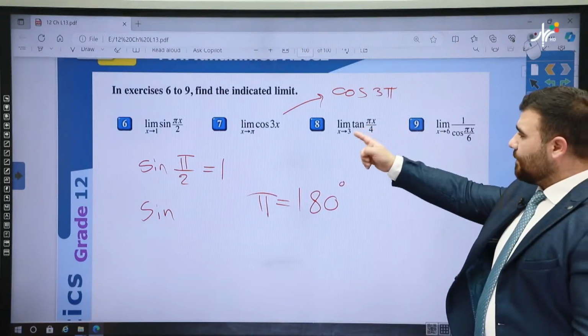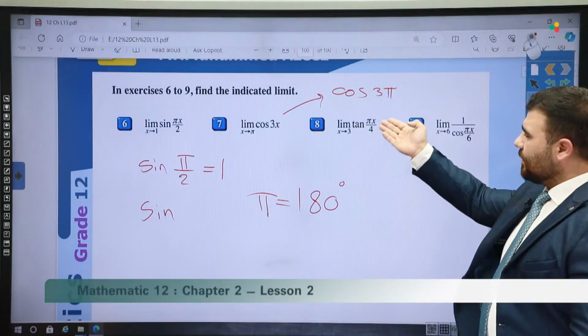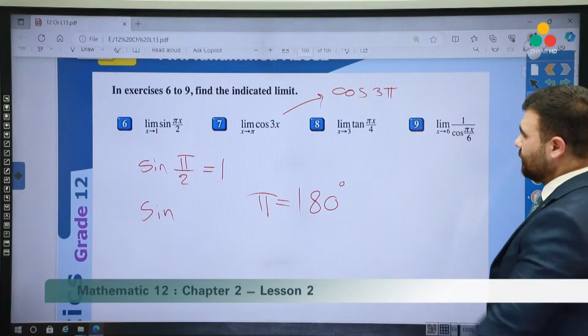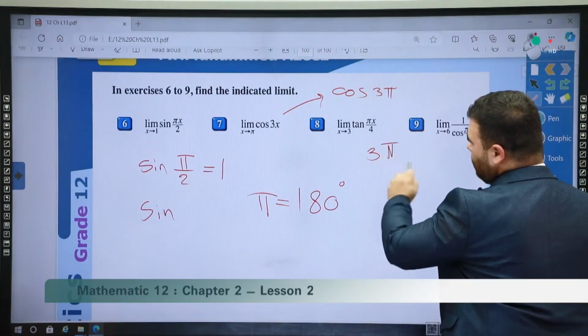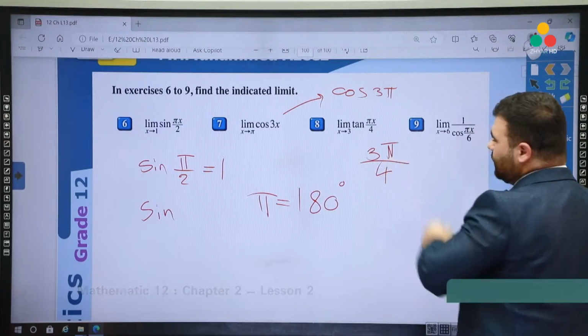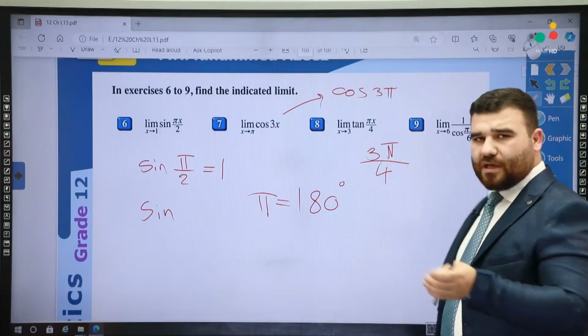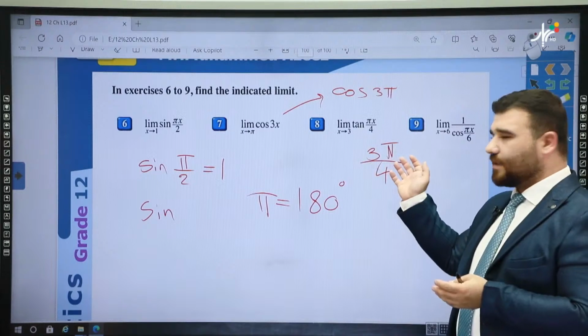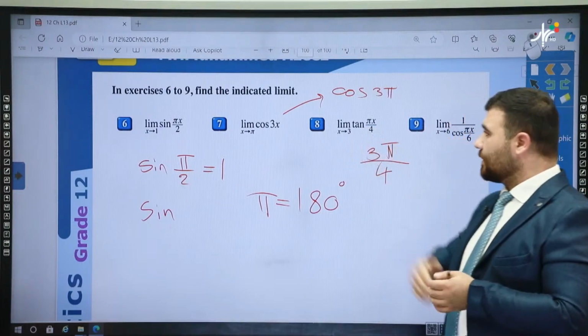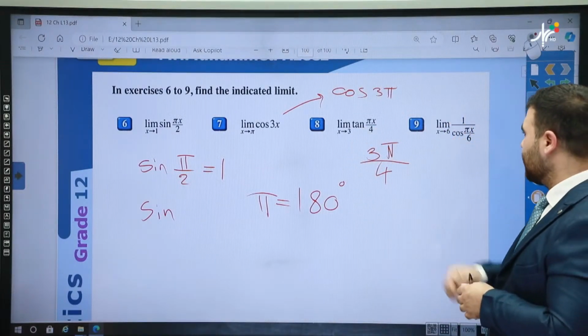This one, limit x approaching 3 pi over 4. Put 3 in place of pi, it will be 3 pi over 4. Consider pi as 180. 3 times 180 divided by 4, you will get an angle. Then tan of that angle will be directly the result of question 8.